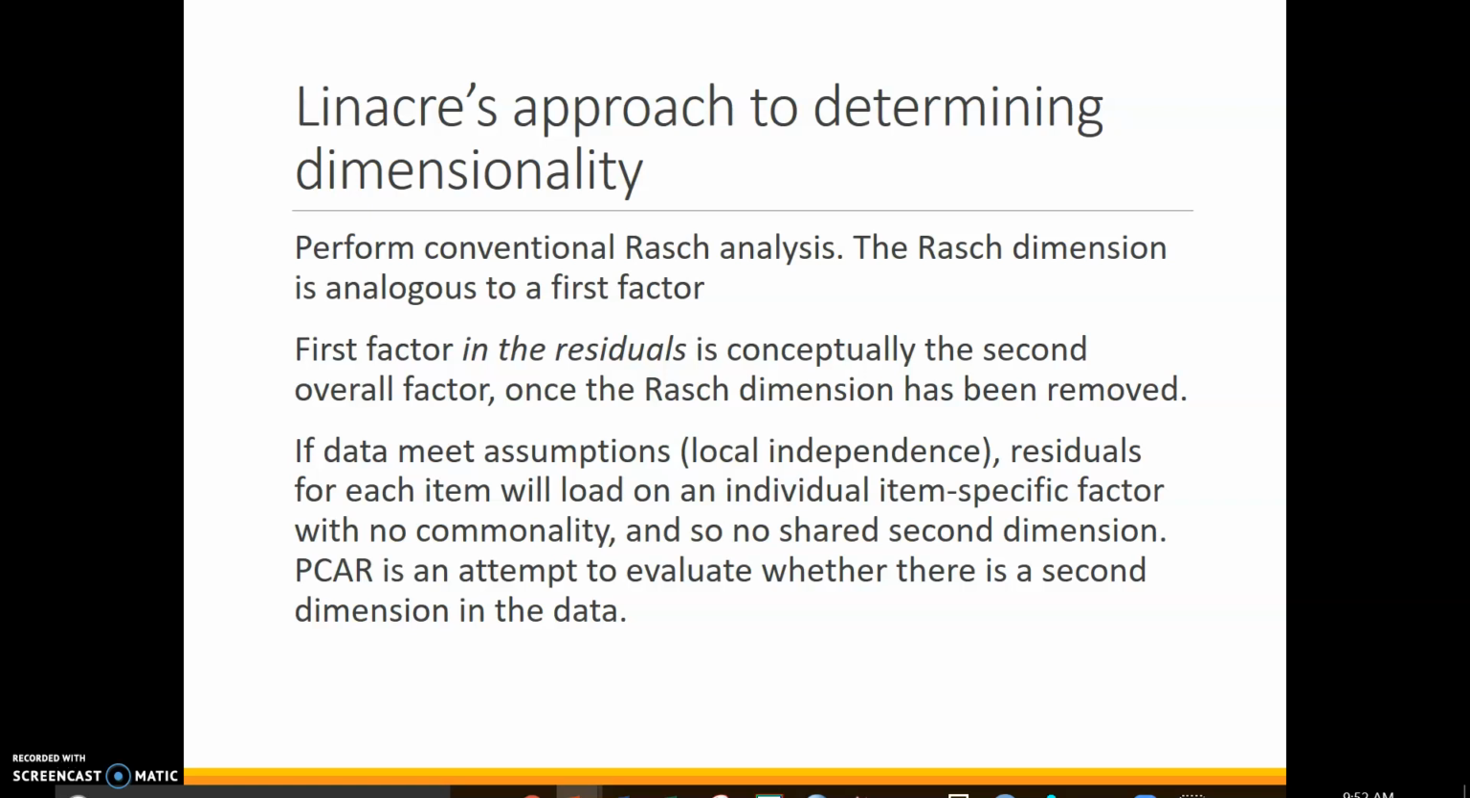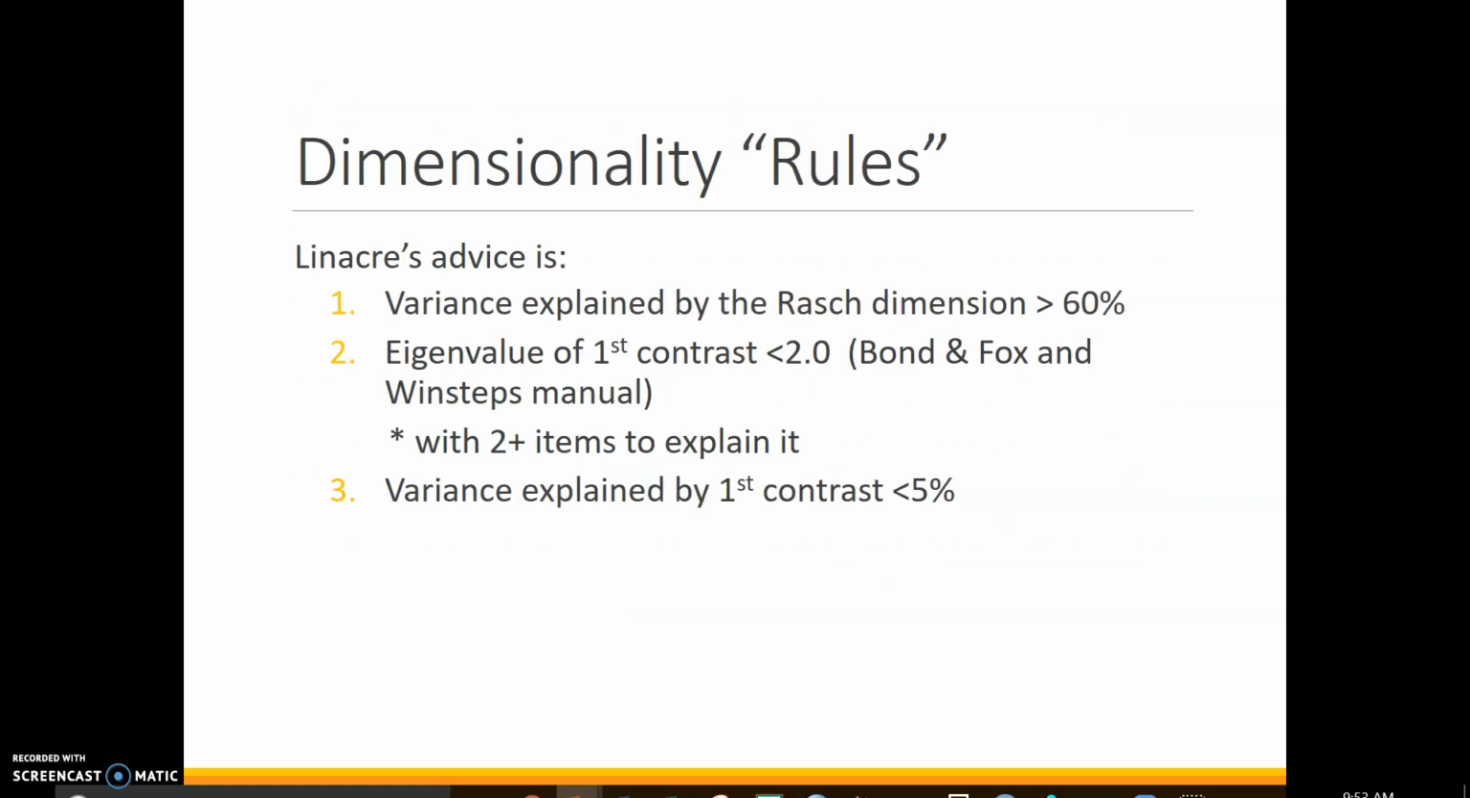So Linacre's approach is to perform your Rasch analysis. The Rasch dimension is the first factor. The first factor in the residuals is conceptually the second overall factor. That first contrast, as we're going to call it, is the first factor in the residuals once the Rasch dimension, which is our true first factor in the unidimensional construct we're trying to understand, is removed. We're trying to see, once we remove that, is there enough left over to call it a second dimension?